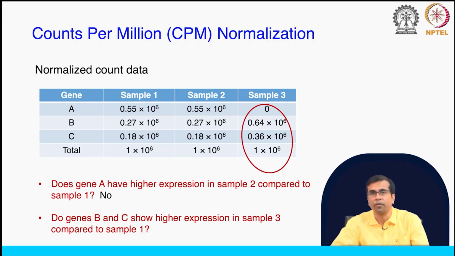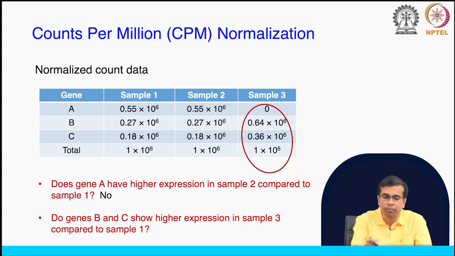So, let us move on to the next part. Because we have not addressed this RNA composition bias, we cannot answer the second of the two questions that I mentioned. The first question was, does gene A have higher expression in sample 2 compared to sample 1? The answer is no. As you can see, the numbers are exactly identical, because we have taken the sequencing depth into account. Now, we can say that they are not different.